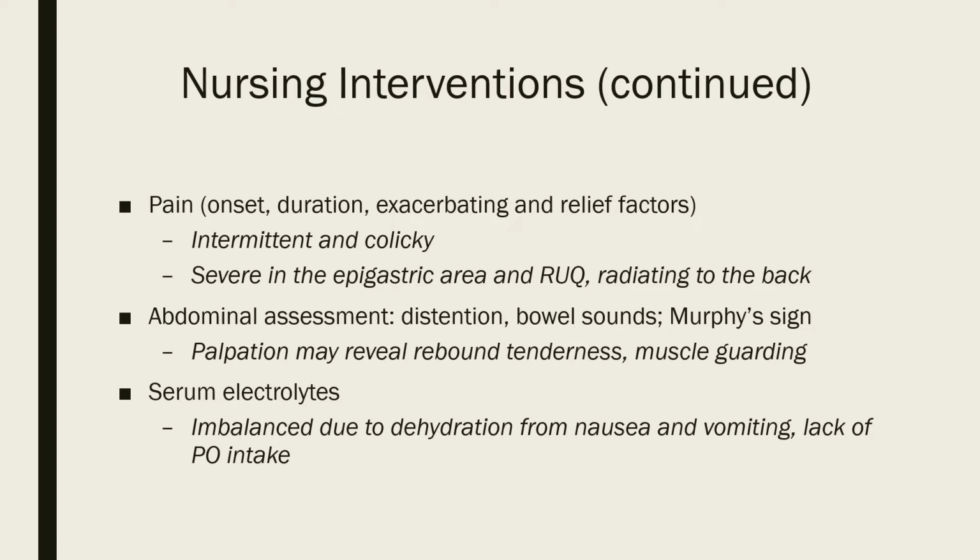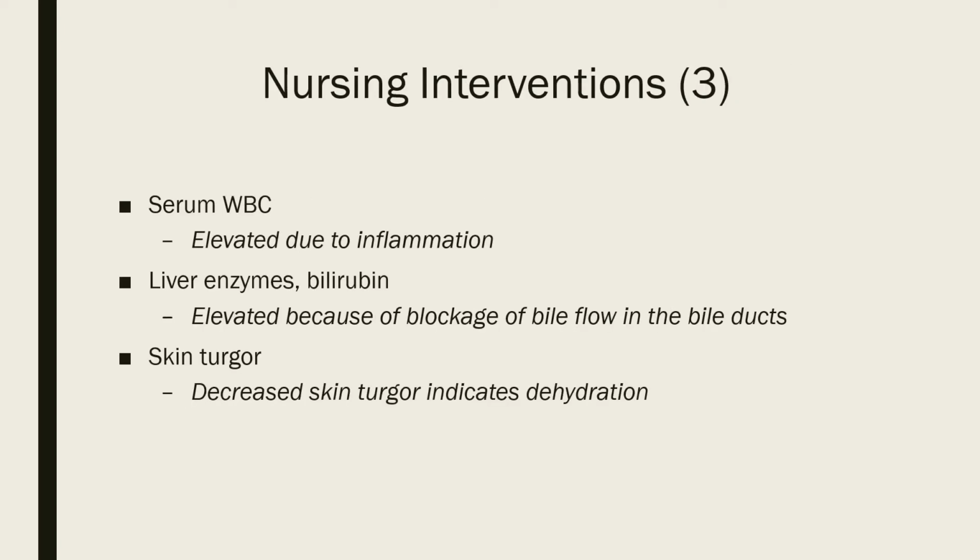We are looking at those serum electrolytes. They may be imbalanced due to dehydration from nausea and vomiting, or because of lack of appetite. So there will be lack of PO intake because of the nausea and vomiting, and because they are just feeling so awful, they just may have a decreased appetite. We are looking at the WBCs. The WBCs may be elevated due to the inflammation. Again, we are looking at those liver enzymes, the bilirubin level. This may be elevated because of blockage due to the bile flow in the bile ducts.